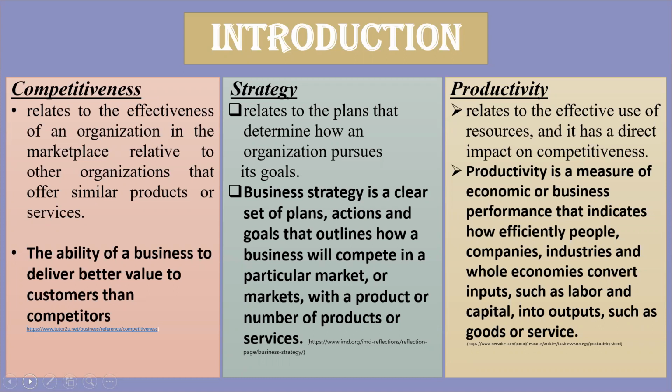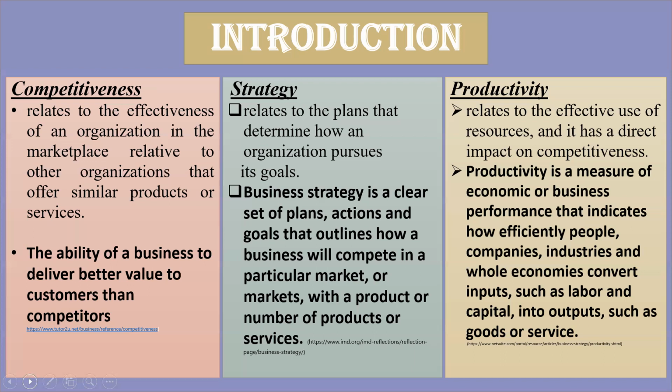So, as you can see on your screen, the different meanings of competitiveness, strategies, and productivity. Some of this I got online, some from the book I have given you. Competitiveness, as you have researched in your assignment, the meanings are quite the same, right? Competitiveness relates to the effectiveness of an organization in the marketplace relative to other organizations that offer similar products or services. Another meaning is the ability of a business to deliver better value to customers than competitors.